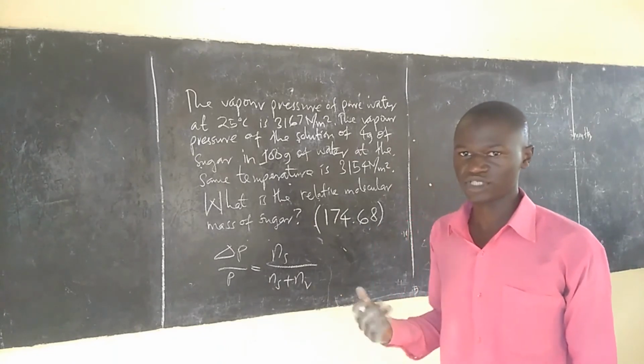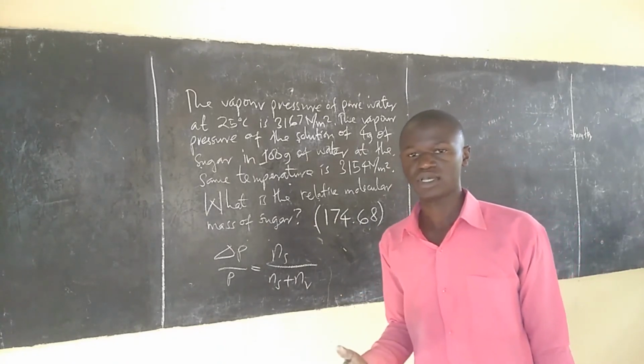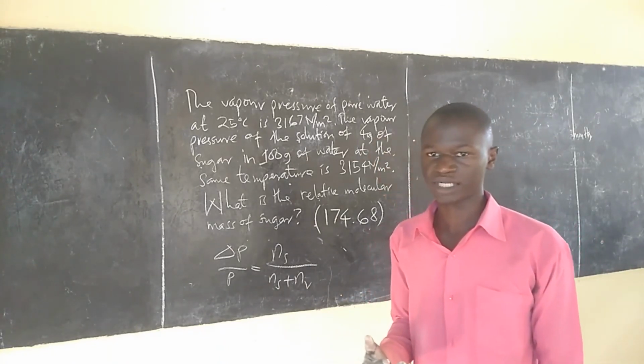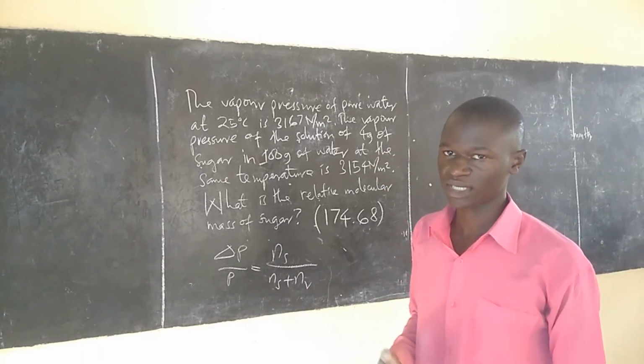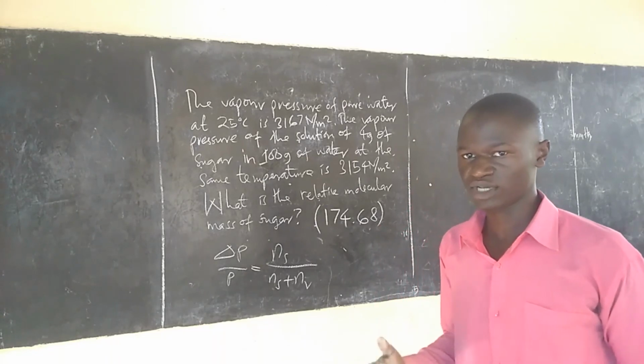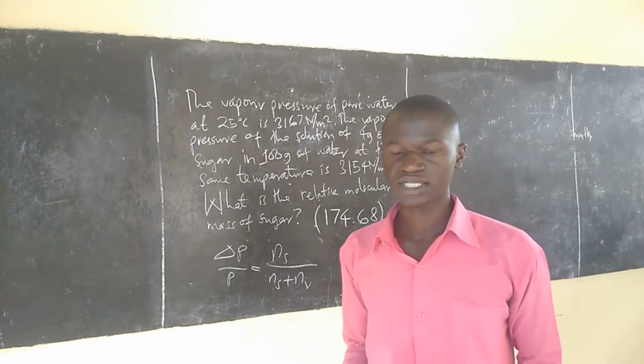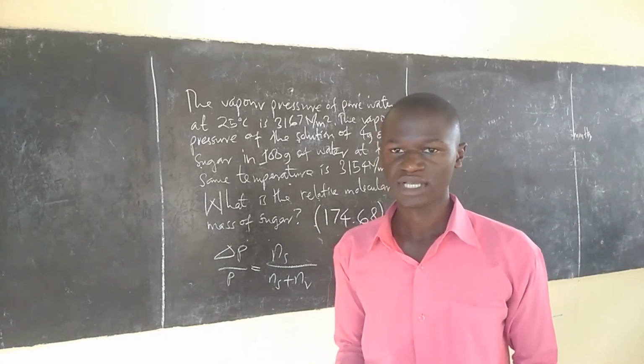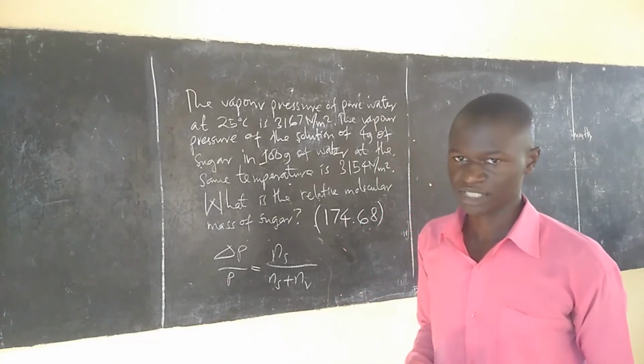This marks the end of our discussion regarding the solved examples in lowering vapor pressure. In the next session, we will start discussing the boiling point elevation, the second colligative property, which we'll discuss in our series of discussions regarding colligative properties.